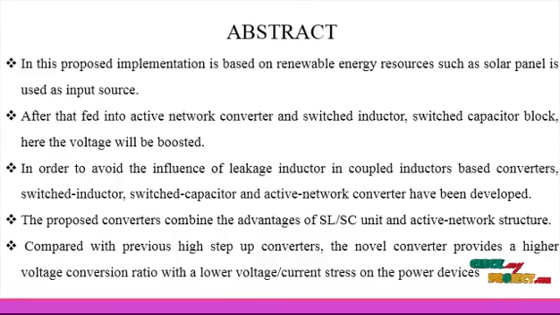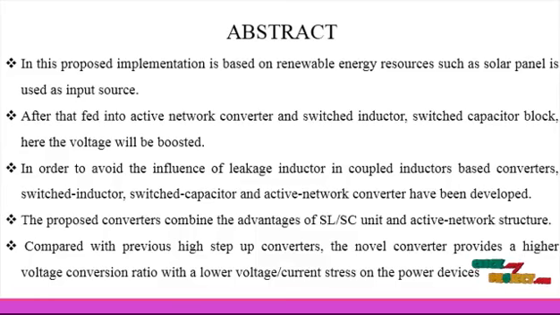Next we see the abstract of our product. This proposed implementation is based on renewable energy resources, where a solar panel is used as the input source. It is then fed into the active network converter and the switched inductor, switched capacitor block. Here the voltage will be boosted in order to avoid the influence of leakage inductor in coupled inductor based converters. Switched inductor, switched capacitor and active network converters have been developed. The proposed converters combine the advantages of the SL, SC unit and the active network converter.